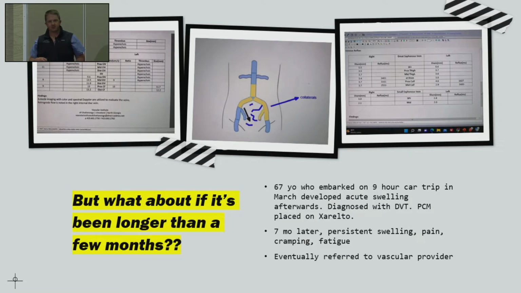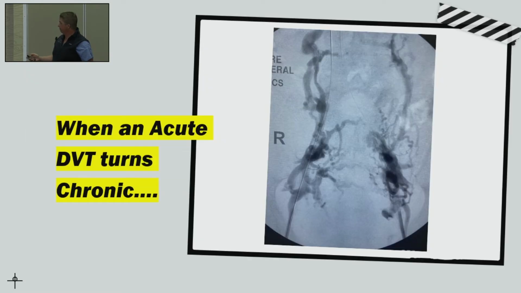So after the Masters was over, he went to his primary care doc, who correctly diagnosed him with a DVT, but just put him on Xarelto. Didn't refer him for any thrombectomy or anything else. Nine months later, he has persistent swelling, cramping, pain, and finally presents to a vascular provider. And this is what he has. So this is a pretty spectacular picture of what happens if an iliofemoral DVT goes left unchecked. These blood vessels up here going up around the side are not supposed to be there.